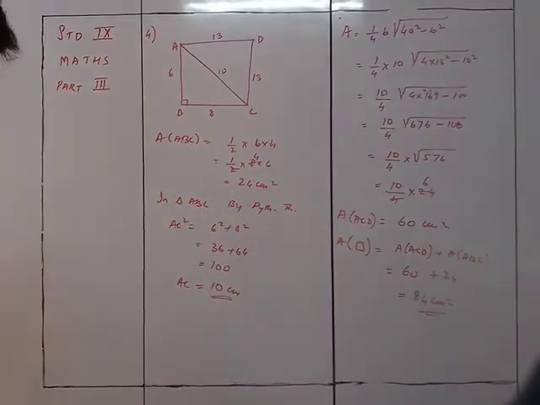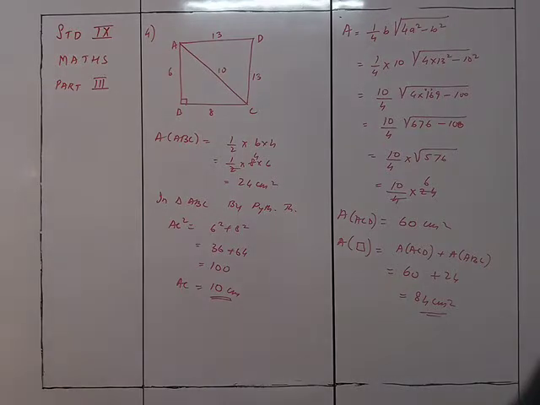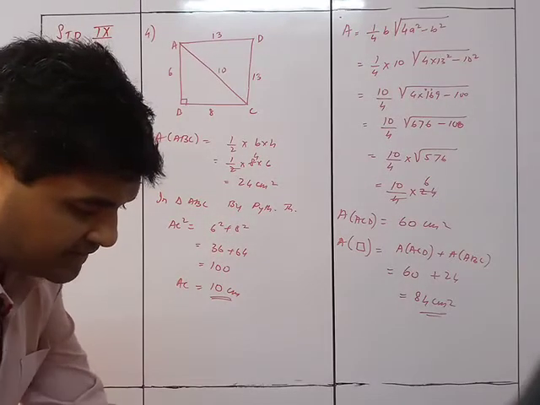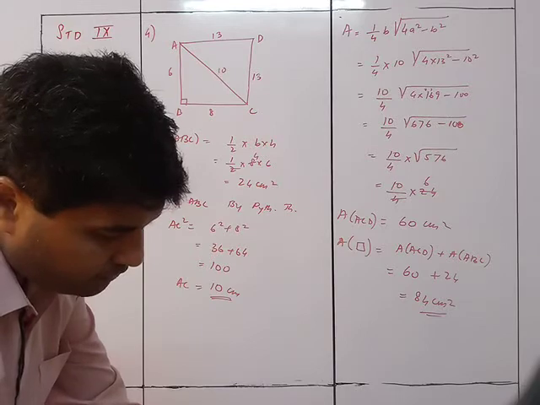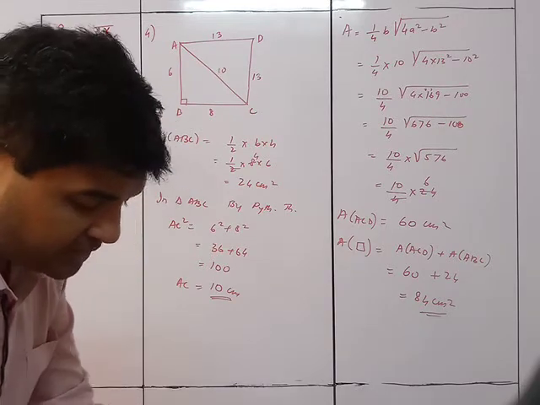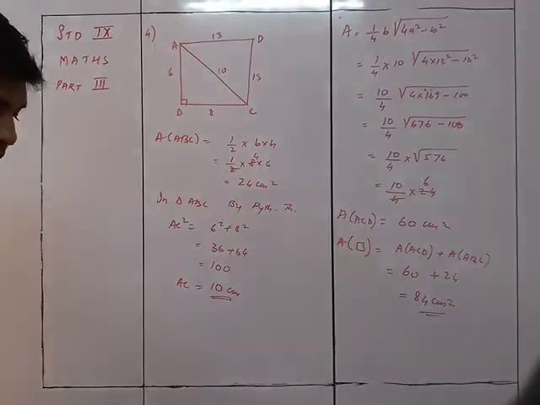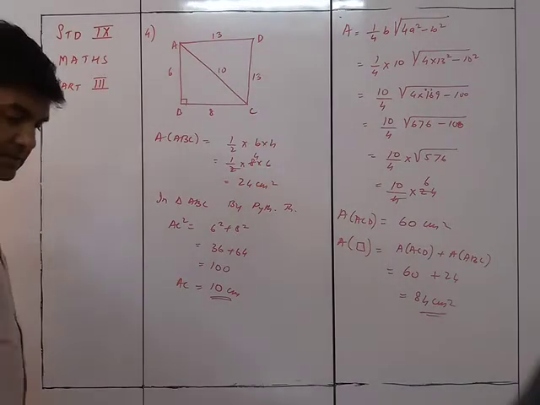Okay, this was sum number 4. Sum number 4 was done this way. You can find out the answer as 84. I'll just check. Sum number 4 is 84 centimeter square. We move on to sum number 6.